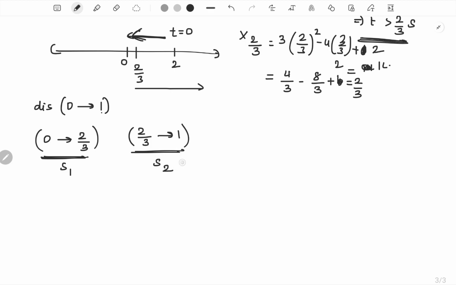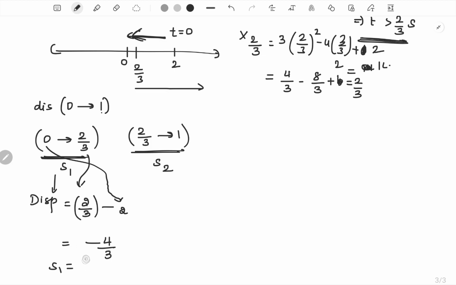Let's say distance traveled in that interval is S2, which would be equal to the magnitude of displacement during that interval. So what would be the displacement in the interval 0 to 2 by 3? Position at 2 by 3 seconds, which is the final position, minus position at t is equal to 0, which is the initial position, nothing but 2 units, which is minus 4 by 3 displacement. So the distance traveled S1 would be equal to 4 by 3 in that interval.